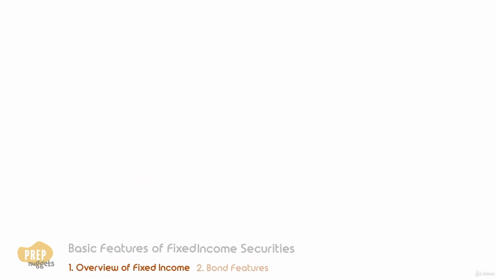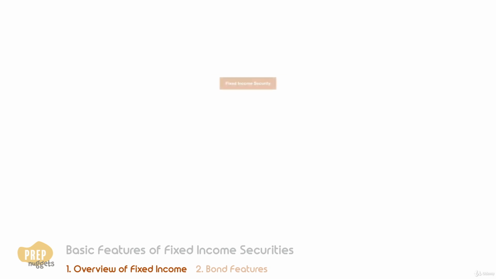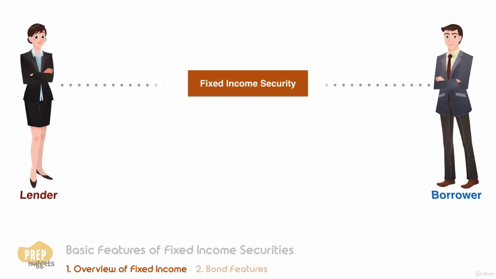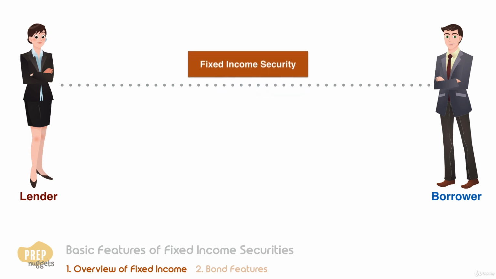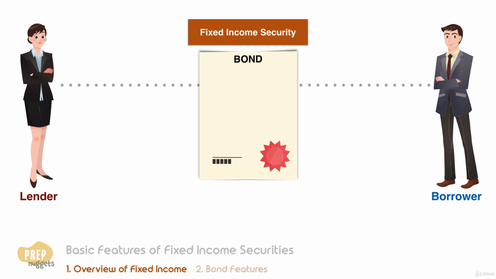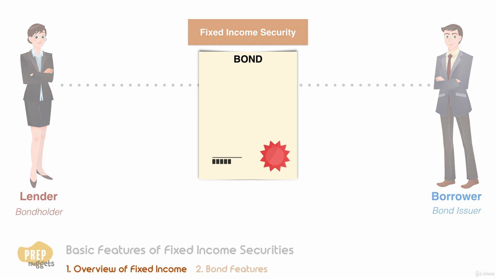Let's get started. A fixed income security is an instrument that allows a borrower to borrow money from a lender. The most common type of fixed income security is a bond. A bond is a contractual agreement between the bond issuer and the bond holders. There are 3 important elements that an investor needs to know about when investing in a bond.